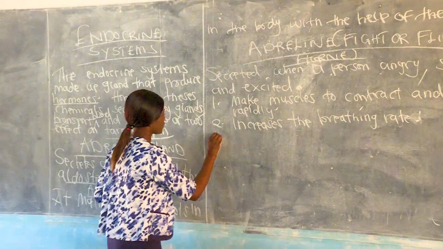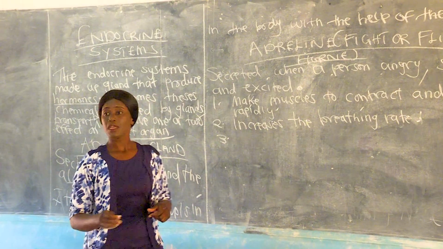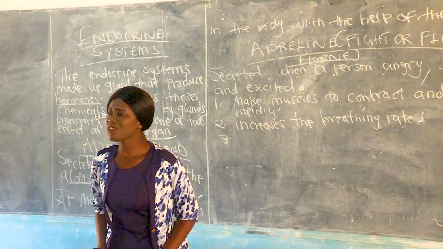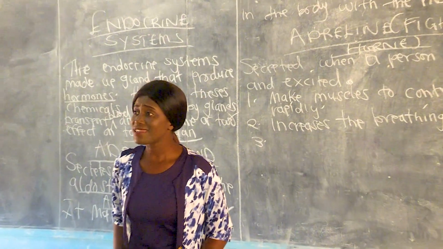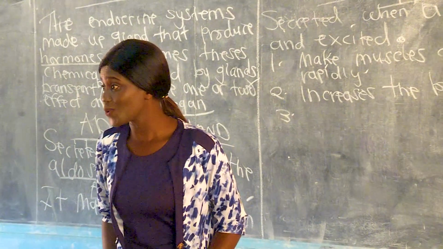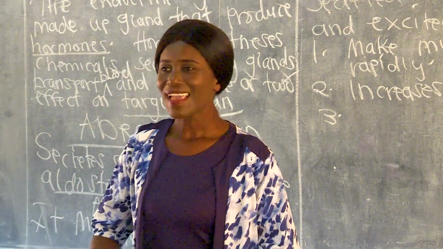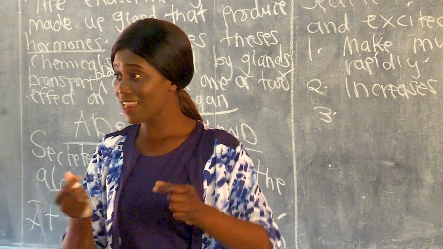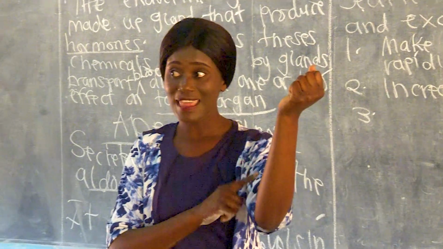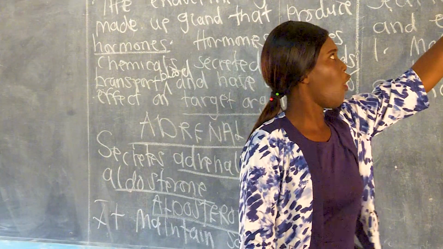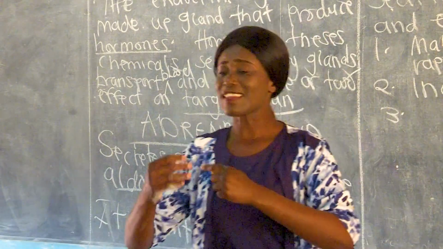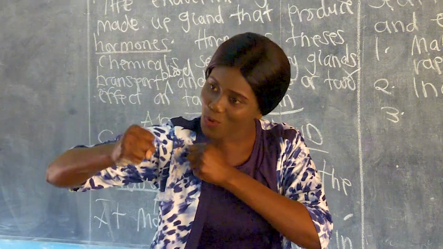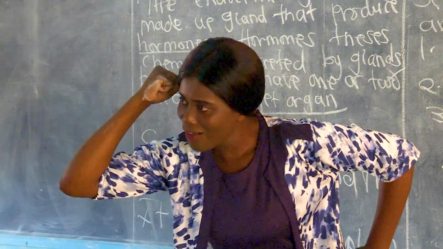Then number three, this adrenaline also increases the rate at which glycogen is converted into glucose. Remember, glycogen, that one is a carbohydrate that is usually stored where? In the muscles. Once this hormone is secreted, it increases the conversion of that glycogen into glucose. Glucose that will be needed during respiration to produce energy that you are going to use to fight back or run away.